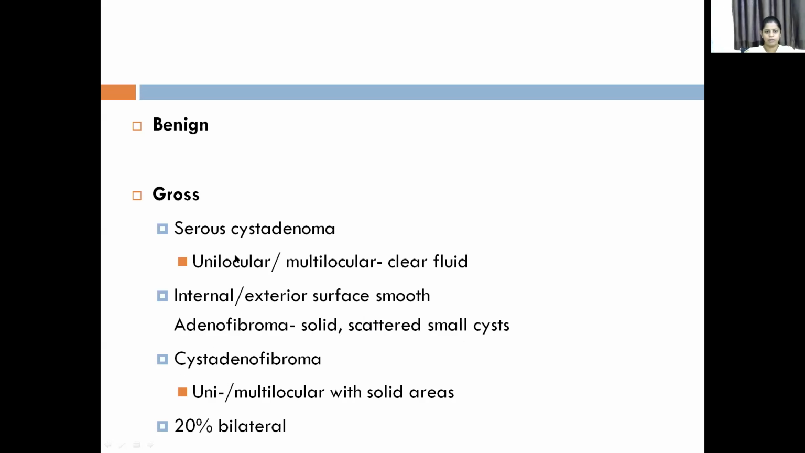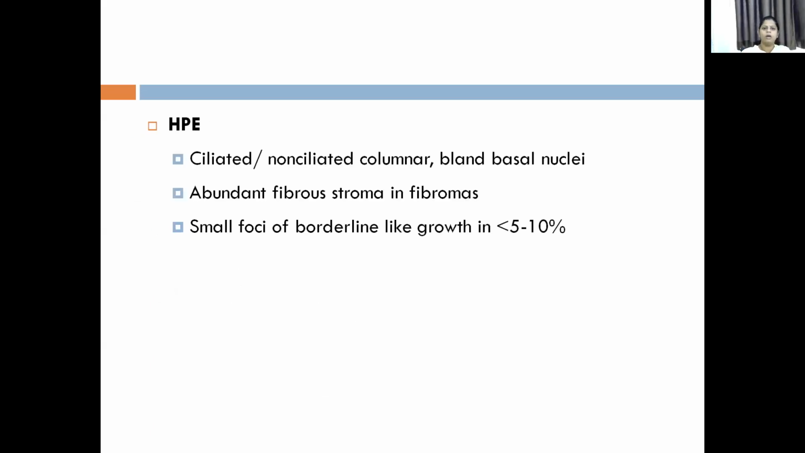Cystadenoma, adenofibroma, cystadenofibroma. Cystadenofibroma is uni or multilocular with solid areas. We have seen three components: cystic, which we call cystadenoma; fibrous, fibroadenoma; and cystadenofibroma, that is both cystic and fibrous.